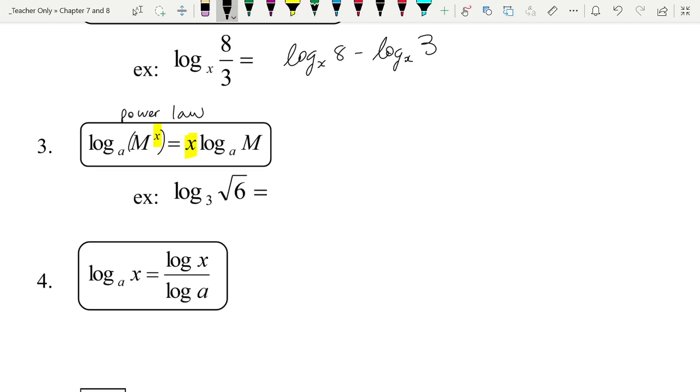So that allows me to simplify something like this. I can say that this is like saying log to the base 3 of 6 to the 1/2, because that's what the square root means. And then, since this is basically like this x here, I can say that that's 1/2 times log to the base 3 of 6.